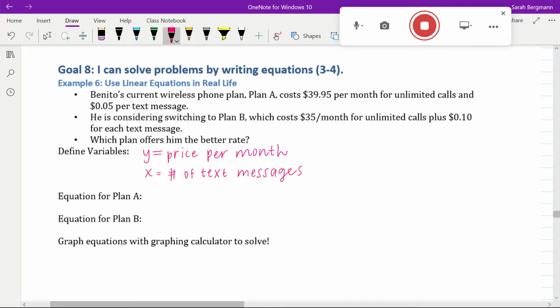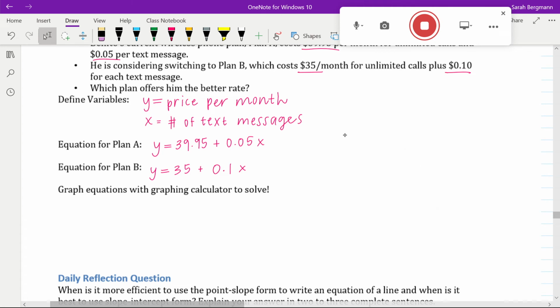So to figure out the equation for plan A, we know that the price would be equal to the base $39.95 plus 5 cents per text. So that would be 0.05 times x, because it's 5 cents for every text message he sends. Now for plan B, we know that the price would be equal to the base cost for the calls, so $35, plus 10 cents for every text message. So that would be 0.1 times x, because it's 10 cents per text, so we have to multiply 10 cents times how many texts they send to get the total cost.